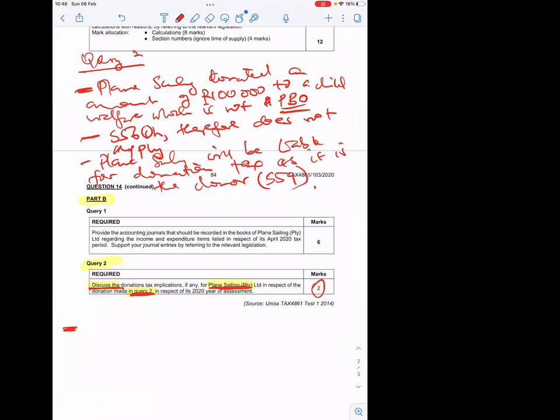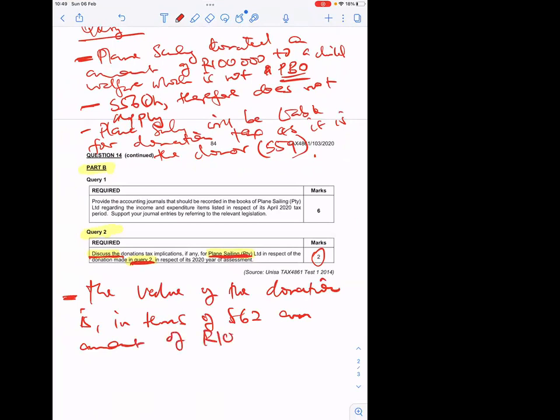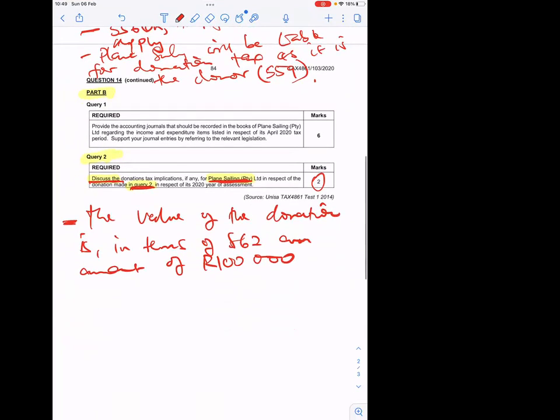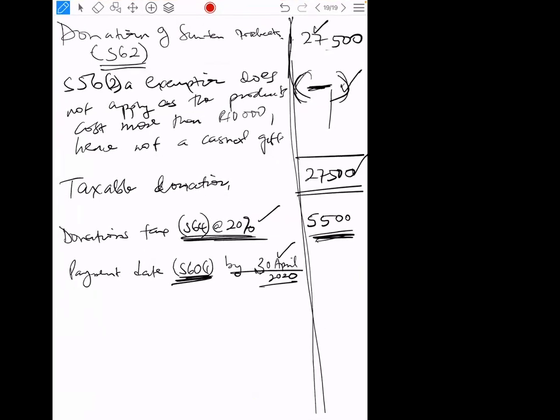Right, at the top there, we need to state the value. I'm going to say that now, the value of the donation is in terms of section 62, an amount of 100,000. Right? Now I've written the top line. I now need to consider the exemptions because I'm moving according to the framework now. That's how you discuss these things.